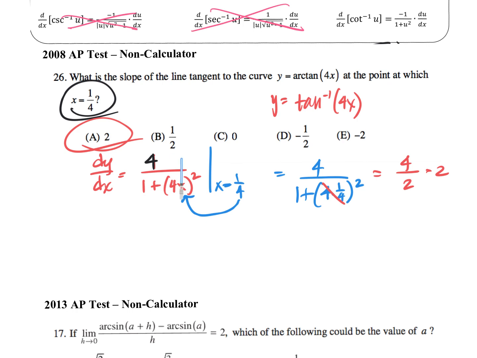He just said, why is there a 4 on top? Yeah, because that's my du dx. Oh, right, the derivative of my u. You could have put it at the end, but I just did 4 times 1, got me a 4 on the top. Yep, good question.